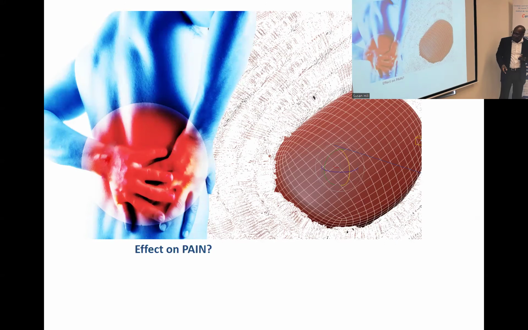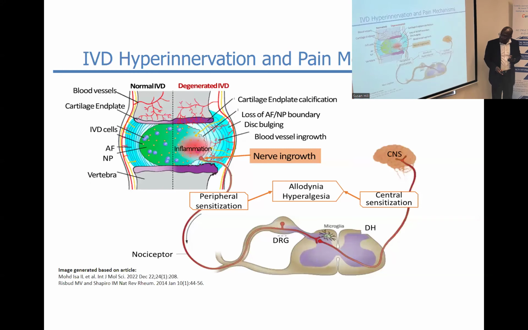Now, this is the last part about pain. So what about pain? I'm just giving you here the intervertebral disc. In a normal disc, you have very little innervation, and the blood vessels are just at the periphery of the annulus fibrosus.